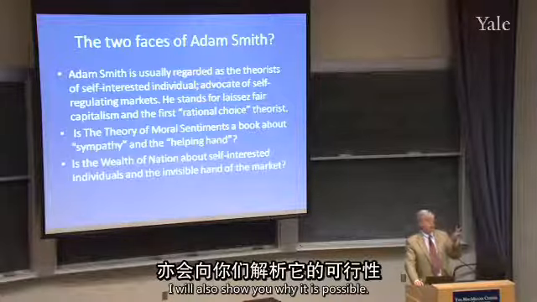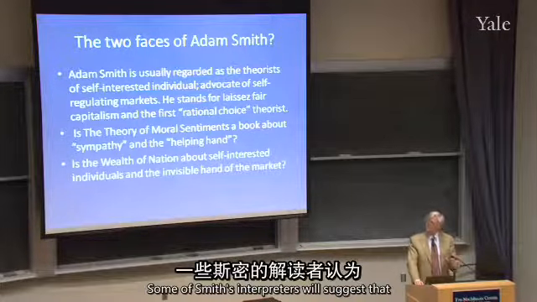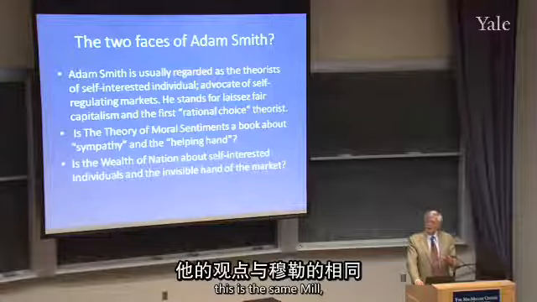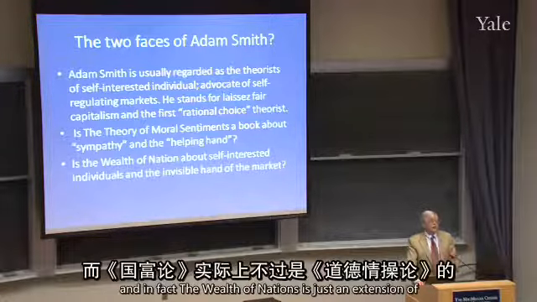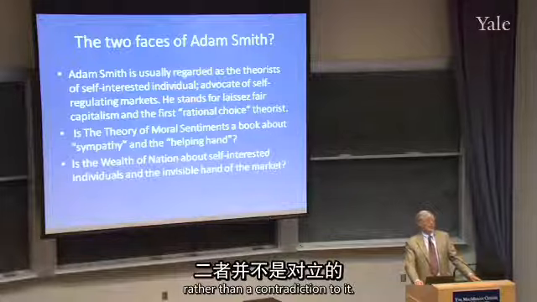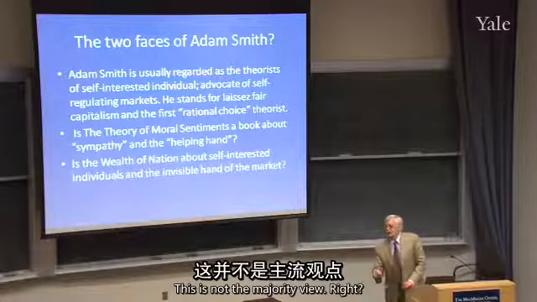I will also show you why it is possible. Some of Smith's interpreters will suggest that this is the same Smith, and in fact The Wealth of Nations is just an extension of The Theory of Moral Sentiments rather than a contradiction of it. This is not the majority view, right?